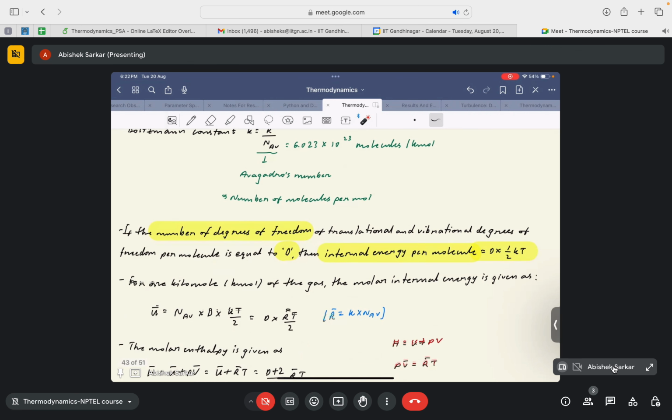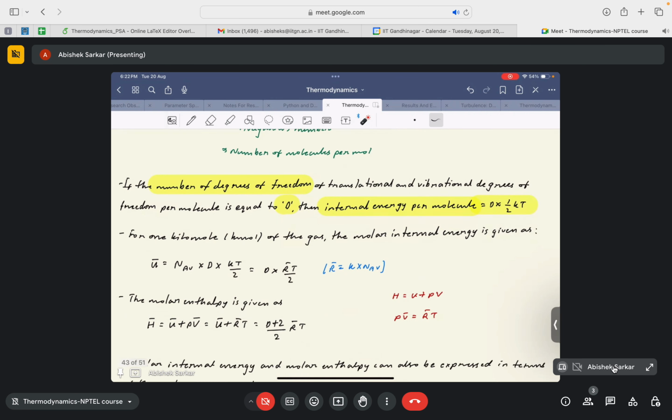Okay. Similarly, the molar enthalpy is given by H bar is equal to U bar plus P V bar, where P V bar is equal to R bar T, which is derived from the ideal gas equation. So H bar can be written as D plus 2 by 2 into R bar into T.